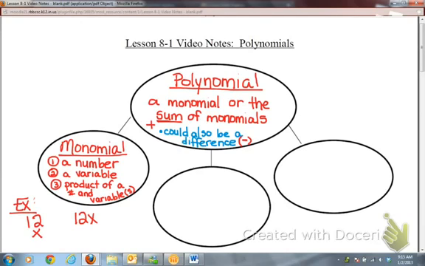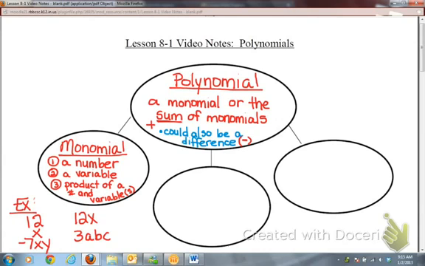Now, we could make them longer. Maybe I go crazy and I say something like 3abc. That is a monomial right there. It's a product of a number, 3, and 3 variables, a, b, and c. Let's see, another one could be like negative 7xy. That's the product of a number and 2 variables. So negative 7xy, we would say that that is a monomial.